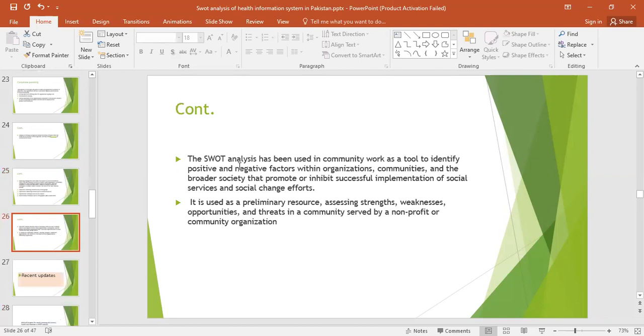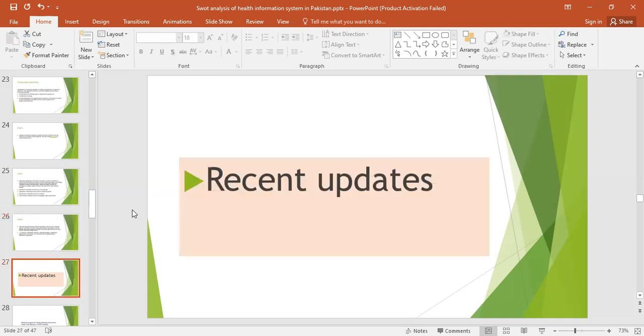SWOT analysis has been used in community work as a tool to identify positive and negative factors within organizations, communities, and the broader society that promote or inhibit successful implementation of social services and social change efforts. It is used as a preliminary resource, assessing strengths, weaknesses, opportunities, and threats in a community served by a non-profit or community organization. Now it's time for the recent updates.